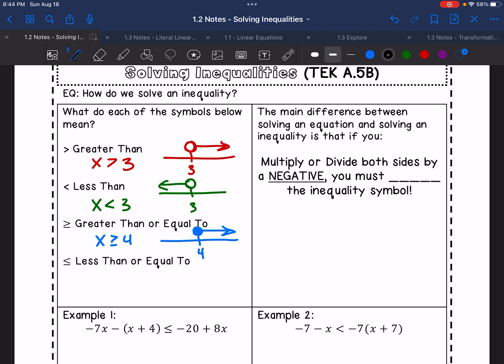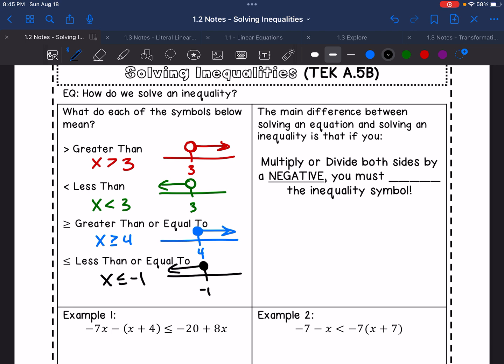And then lastly, we've got less than or equal to, like x is less than or equal to -1. On a number line, we would find -1. I would still use a filled closed circle because I can be equal to. And then I would draw to the left because I am less than.